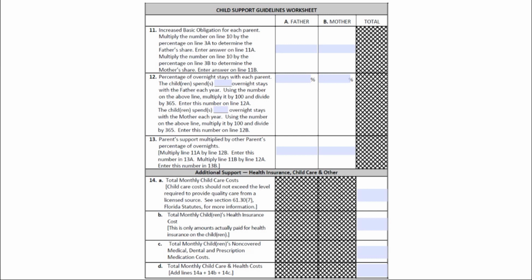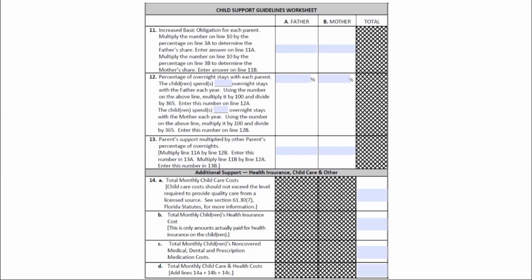The total monthly cost for the child or children's health insurance must be put into line 14B. This amount should reflect what is actually paid for health insurance for the minor child or children, and not for any adults who may be covered under the same plan. If it is not clear what amount is set aside for the children specifically, you must look for additional information from your health insurance provider and put that number into 14B.